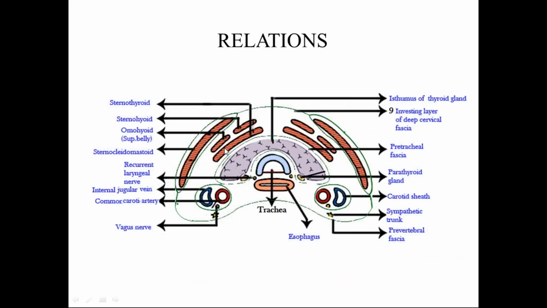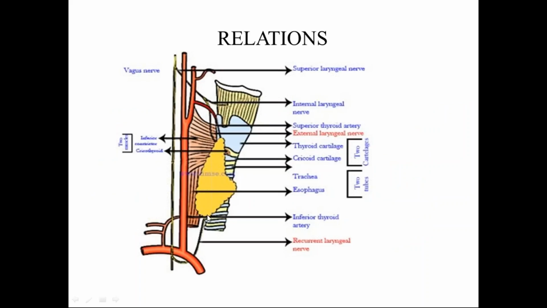Once again I'll repeat the relationships of the surfaces. The anterolateral surface is related to four muscles: sternothyroid, sternohyoid, omohyoid, and sternocleidomastoid. These are all neck muscles present in the anterior aspect of the neck. Then the posterior surface is related to the carotid sheath and its contents, which include the internal jugular vein, common carotid artery, and vagus nerve. Then the medial surface is related to two tubes, trachea and esophagus, two nerves, external laryngeal nerve and recurrent laryngeal nerve, and two muscles, inferior constrictor and cricothyroid muscles.